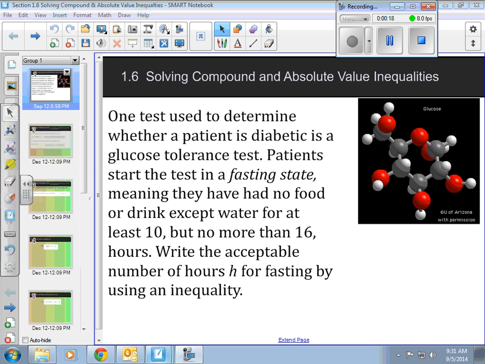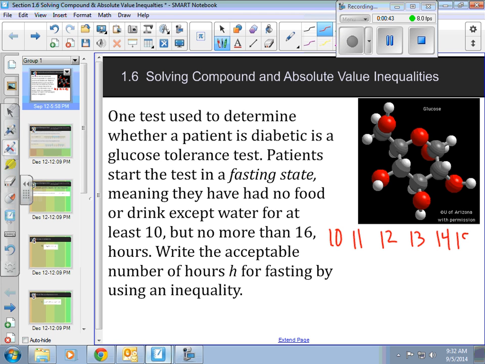One test used to determine whether a patient is diabetic is a glucose tolerance test. Patients start the test in a fasting state, meaning they have no food or drink except water for at least 10 but no more than 16 hours. Write the acceptable number of hours H for fasting by using an inequality. So if we think about it, we can be 10 hours, we can be 11 and 12, 13, 14, 15, all the way up to 16. Okay, so we need to write an inequality from that.